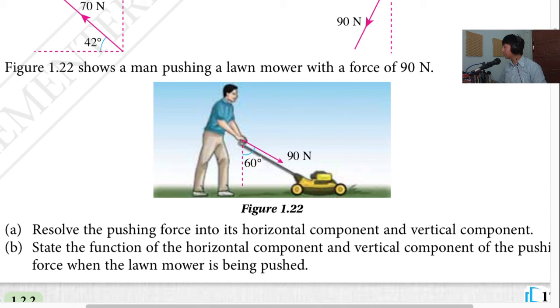All right. Now, question B. Question B, we can just state it together. State the function of the horizontal component, meaning Fx. So what does the horizontal force do to the lawnmower? I mean, it's obvious, but what does it do?